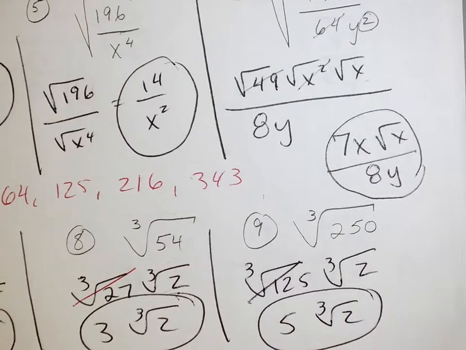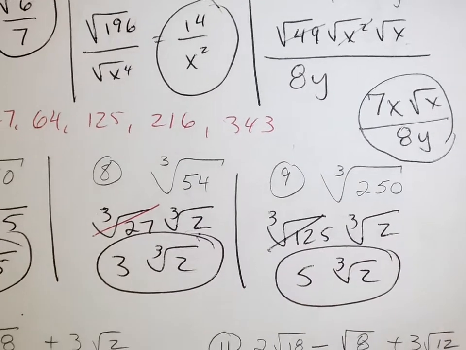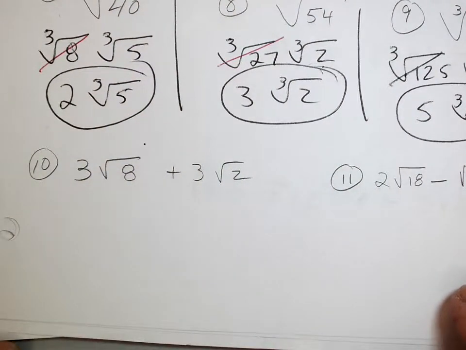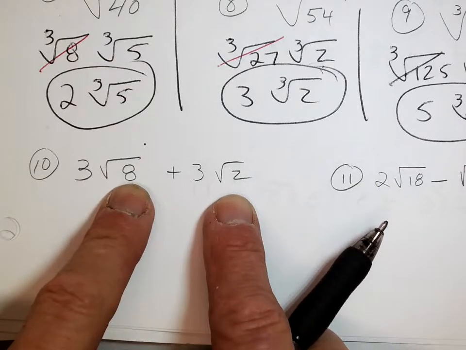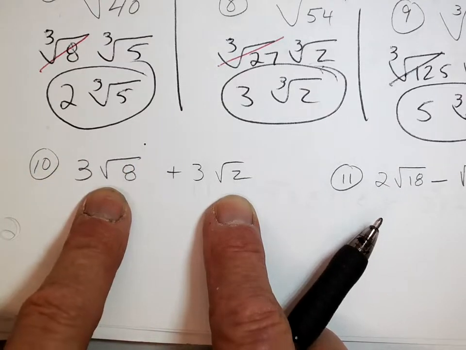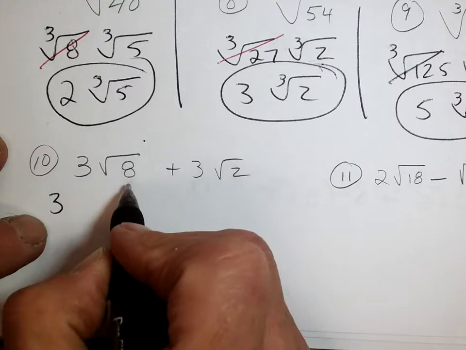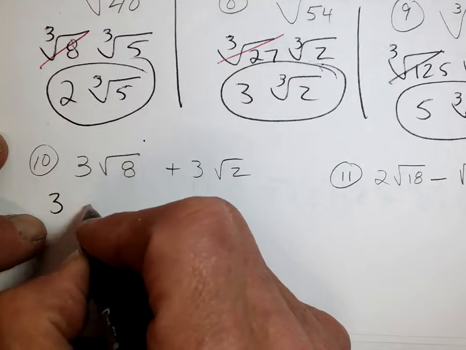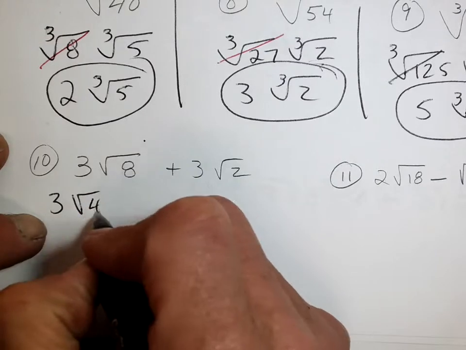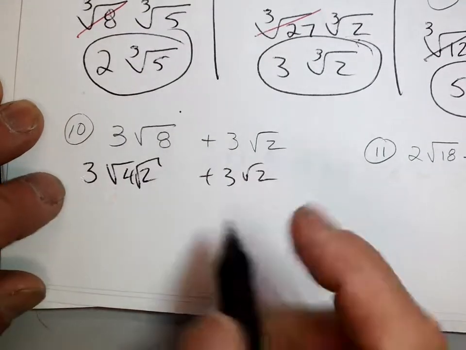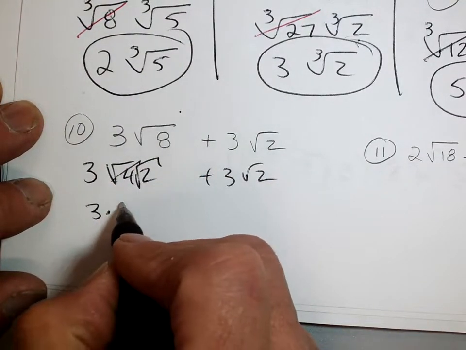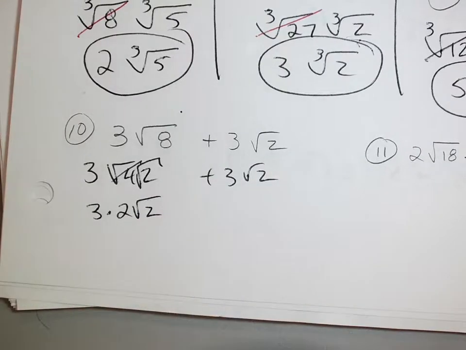Okay, now 10. This is what we did yesterday also. So you cannot add them. You can multiply and divide anything, but you can't add them unless they're the same. These two, that's a square root of 8 and a square root of 2. We can't add them yet. We might be able to change this one, right? So what do you know about 8? What times what makes 8? 4 and 2. Now we're back to square roots, right? We know the square root of 4 is 2, so we get a 3 times a 2 with the square root of 2, right? Okay.